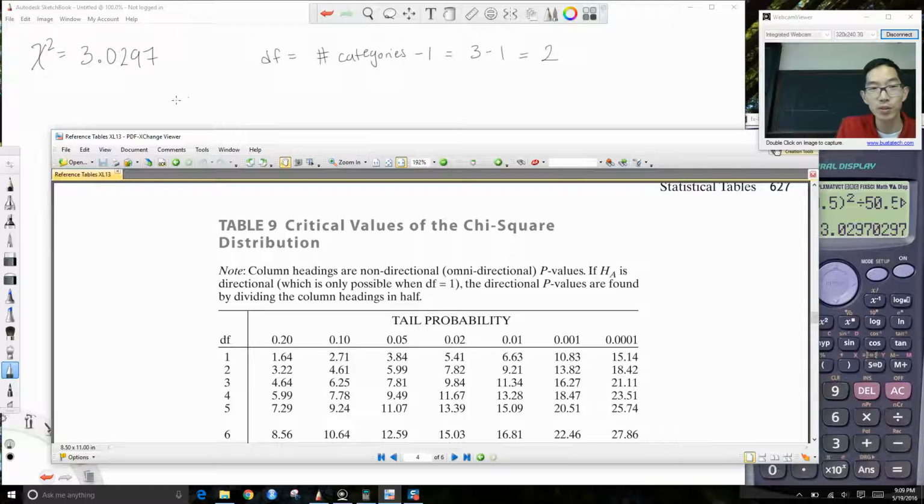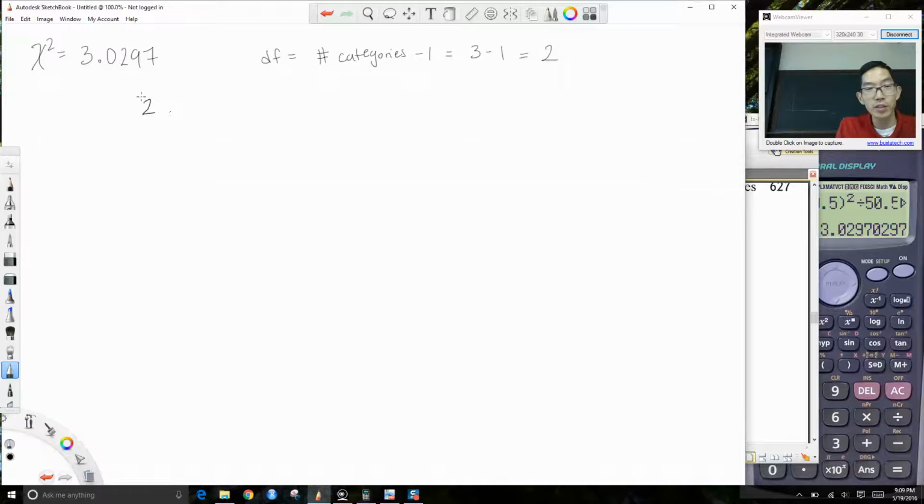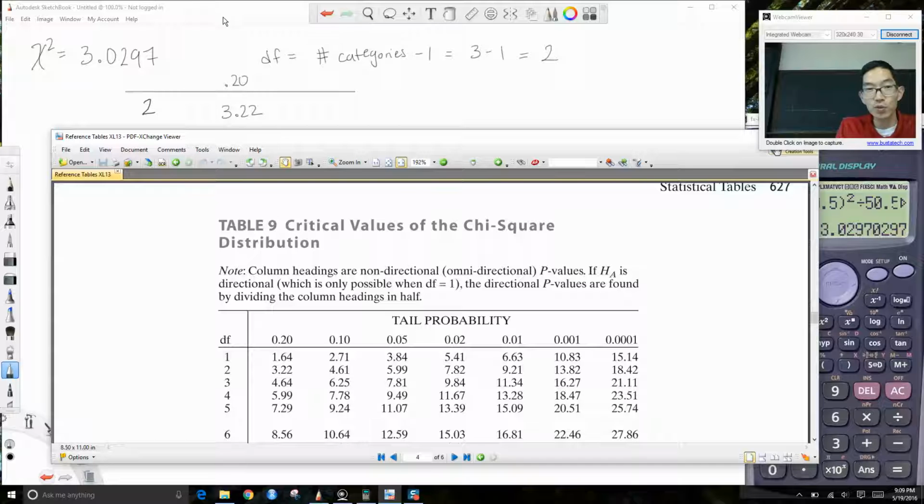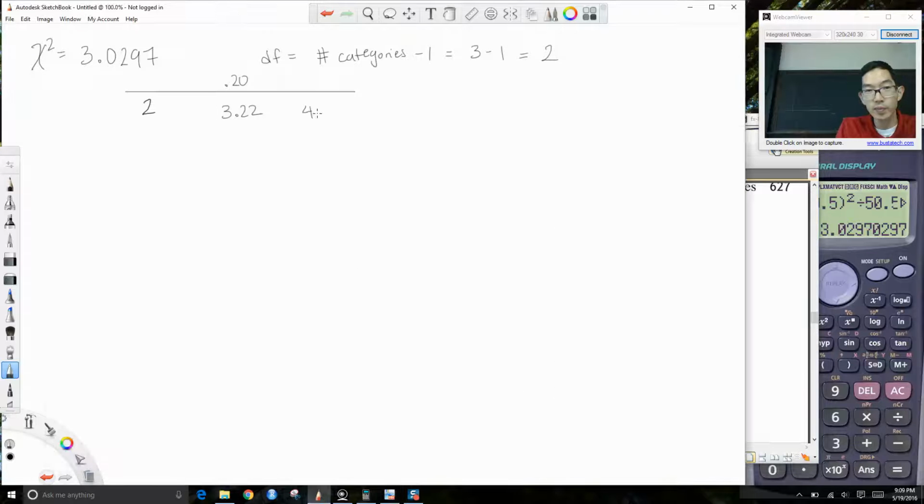So in our table we have at 2 degrees of freedom, the first number that shows up is 3.22, and that corresponds to a tail area of 20%. And the next number is 4.61. That corresponds to 10%. So 3.02 or 3.03 falls right here. And so that means my tail area is going to be greater than 20%. Okay. So far so good?